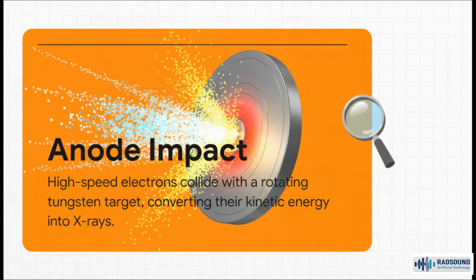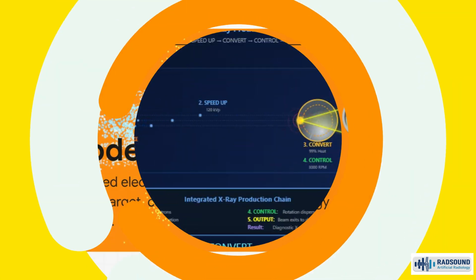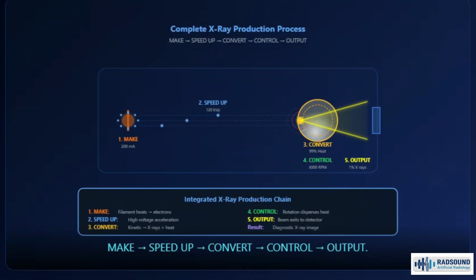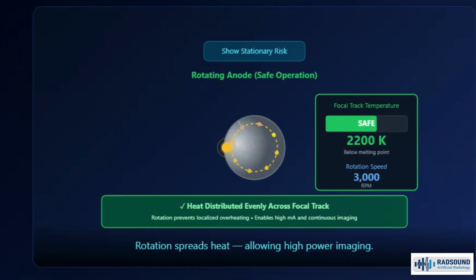And that brings us to the final step. Step 3, convert to X-rays. So you have this stream of super fast electrons, and they just violently slam into a rotating tungsten target called the anode. It's this incredibly sudden stop, this brutal deceleration that converts all that kinetic energy into photons.